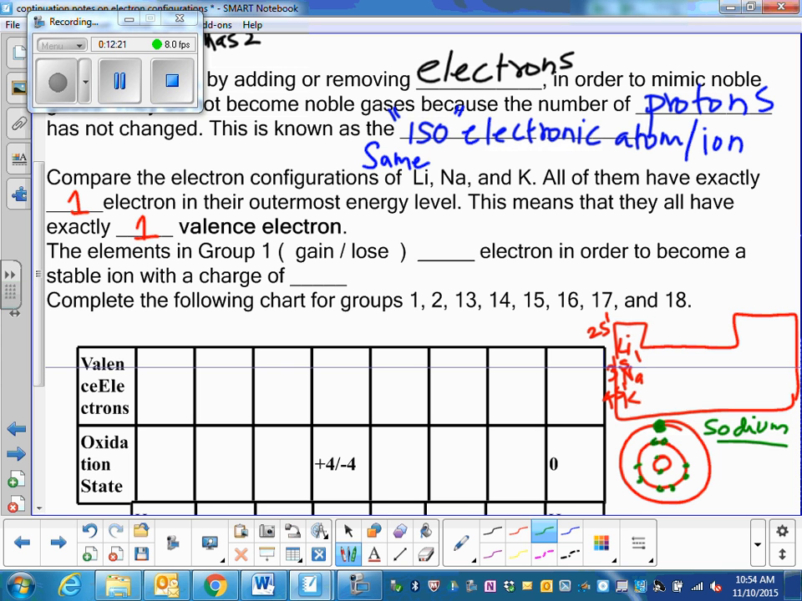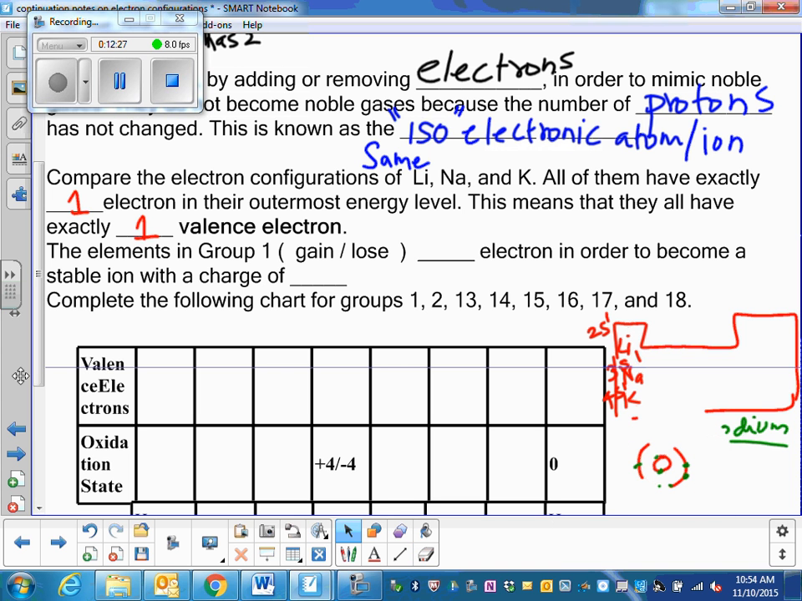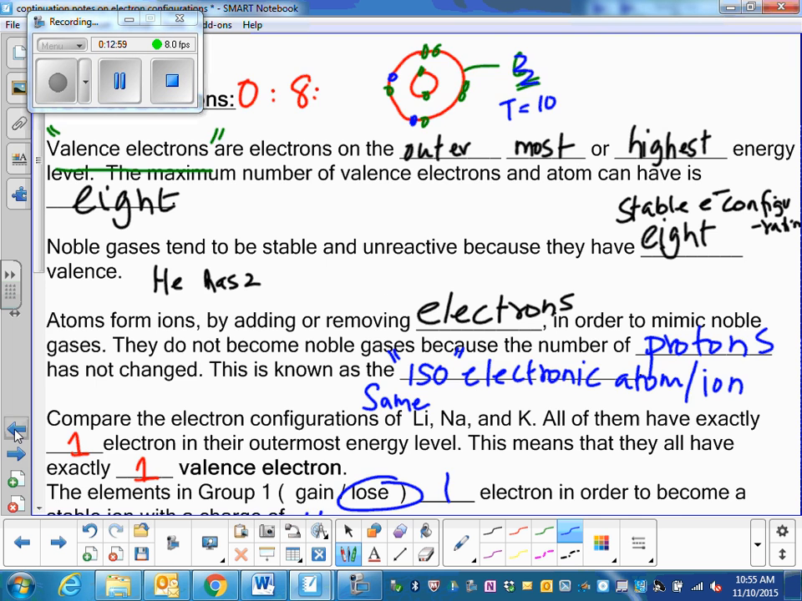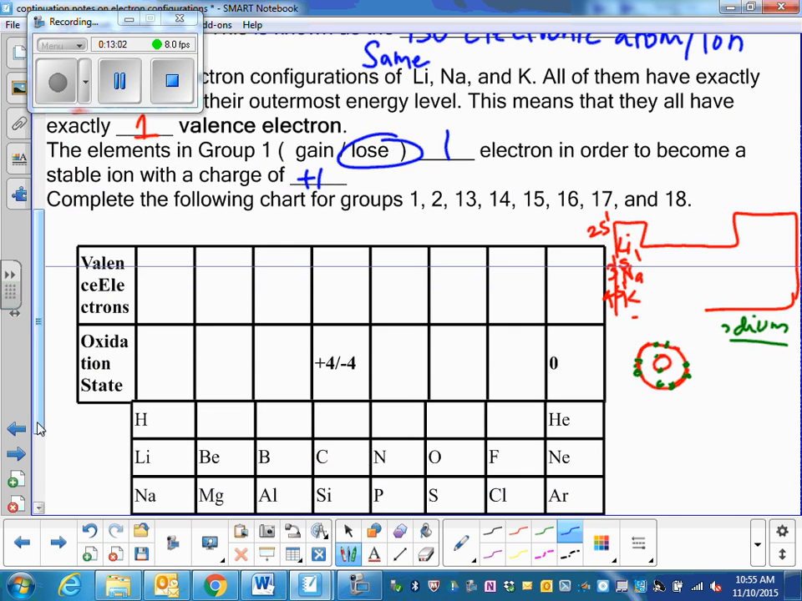Lose 1. So what will happen is, sodium invariably will lose 1, and now the inner shell has how many electrons? 8. And now it's like a noble gas with 8 valence electrons. Does that make sense? So, group 1 elements will lose their 1 electron. If they lose 1 electron, what does their charge become? Positive 1. Alright? So, there is a lot of repetition of this. So let's move on and do some more examples.